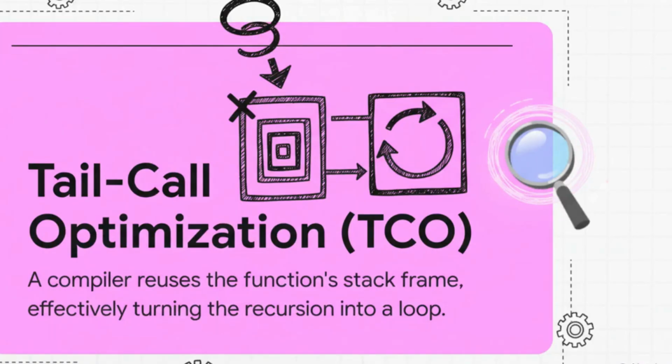So, tail call optimization, or TCO, is when a compiler is smart enough to see a tail recursive call and basically say, hey, wait a second, this function is totally done. There's no more work to do. I don't need to save its state and create a whole new memory block for the next call. I can just reuse the exact same memory space. Under the hood, it basically turns our elegant recursion into a hyper-efficient loop.